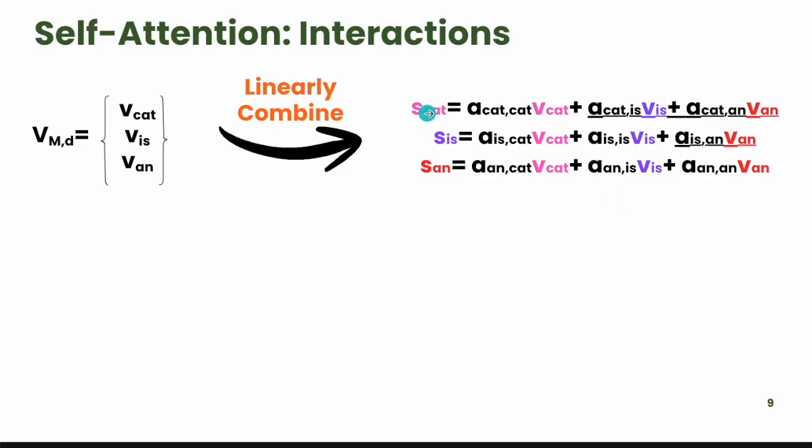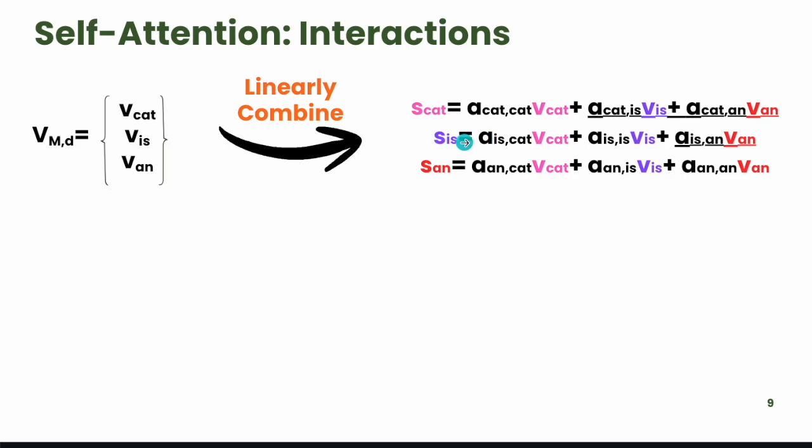So we introduce now a new vector s_cat that captures the interaction between the words cat, is, and an, with some weights, which are denoted by a_cat,cat. So a_cat,cat denotes how much weight the word cat is putting on the word cat. a_cat,is denotes how much weight the word cat is putting on the word is, and so on, right? And we do exactly the same for all the other words.